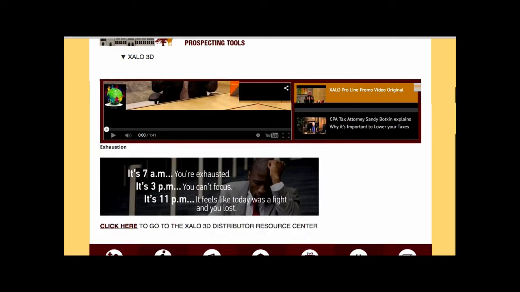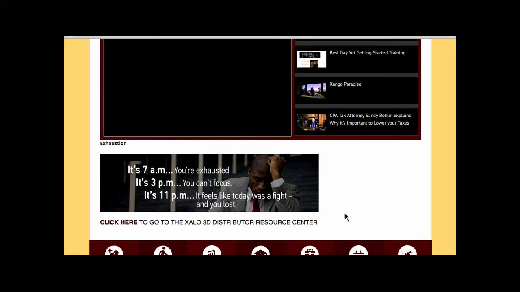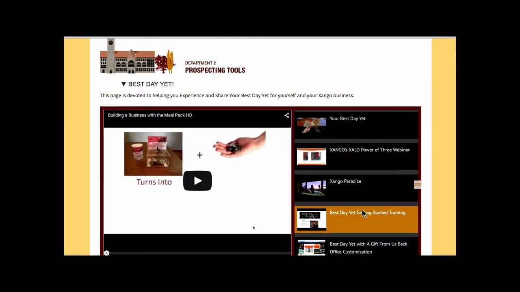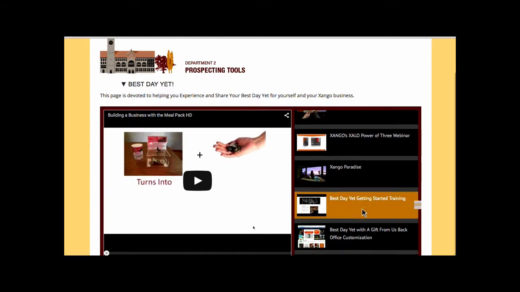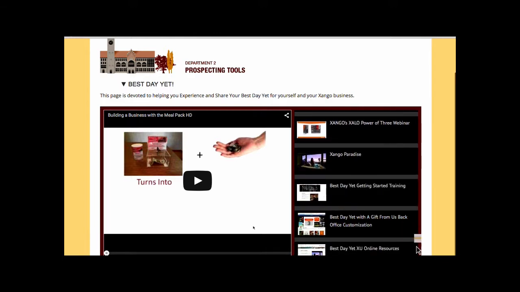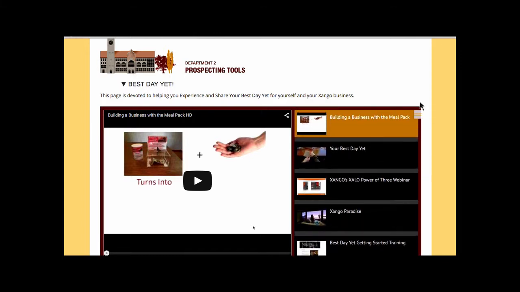And that's it. At the bottom of that, you can click there to go to the Zalo 3D Distributor Resource Center, which will take you to some of the Best Day Yet trainings that we've done. Let's take you there real quick. It'll take you to the workshops with Richard O'Brien showing how to sample. There's other workshops, I think the one with Sandy where her and Richard did one showing you how to sample all of the products. So that's it. That's all the information that you need to give.